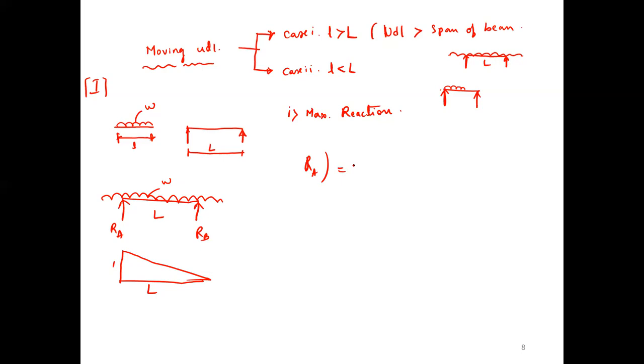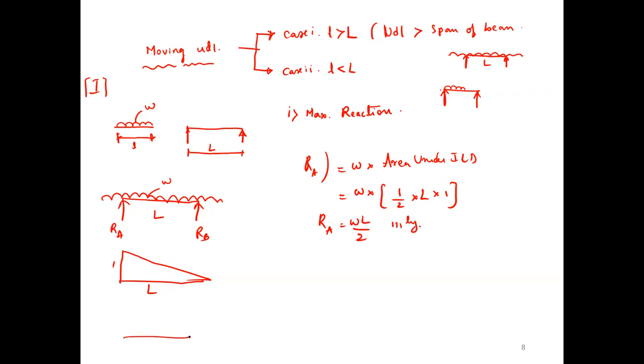Reaction equals load into area under ILD. So reaction is W, whatever the loading is, W. What is the area under ILD? Half into base into height. So W into half, base is L, height is 1. So what is RA you are getting? WL/2.